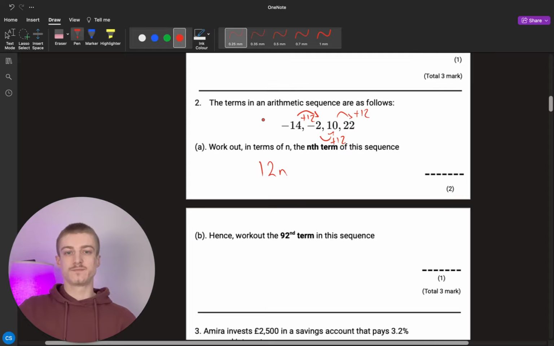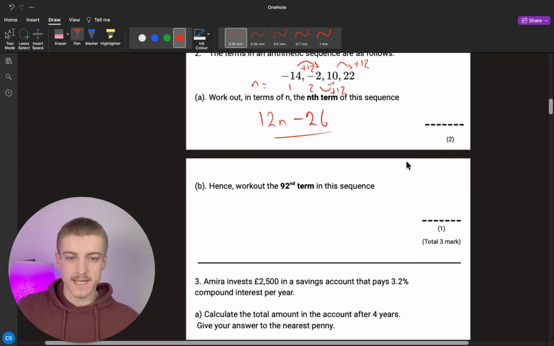Now n is the term. This is the first term, the second term. So n times 1 gives us 12 times 1 gives us 12. But we have minus 14 as the first term. So what's the difference between 12 and minus 14? That's 26. So we need to subtract 26. We can check that for the second term. 12 times 2 is 24. Minus 26 gives us minus 2. So the nth term is 12n minus 26.